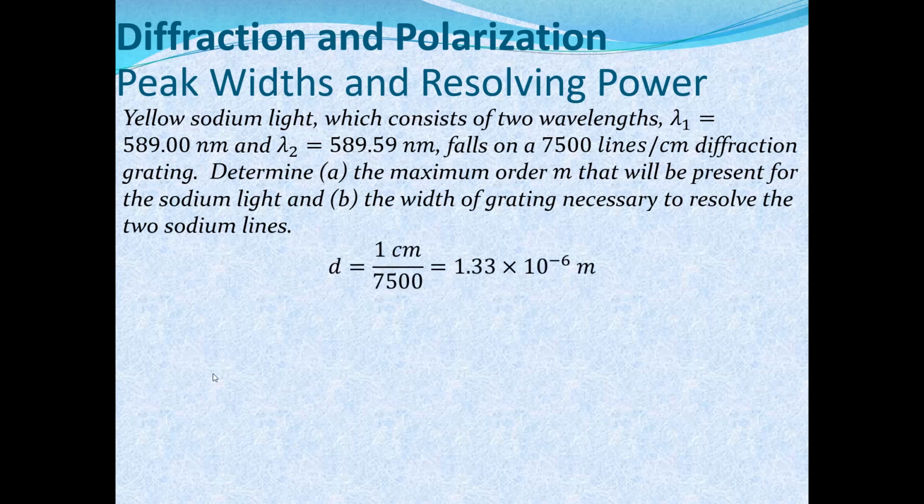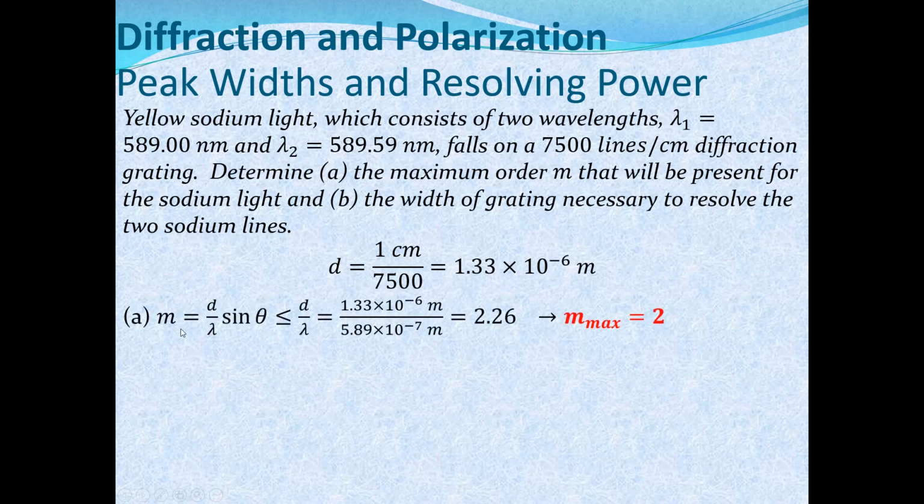So we plug the numbers in. Again, we have to figure out what the actual distance between each slit is. But we use our equation saying that the order has to be less than d over lambda. We get 2.26 when we plug our numbers in. So that tells me that the largest order that we are going to see is the second order.